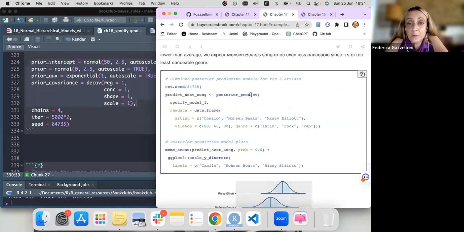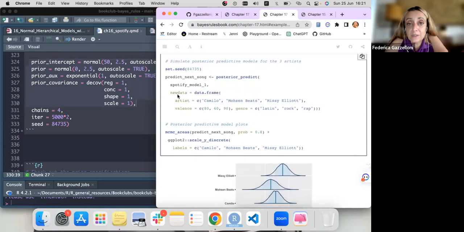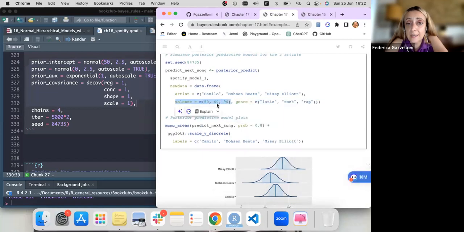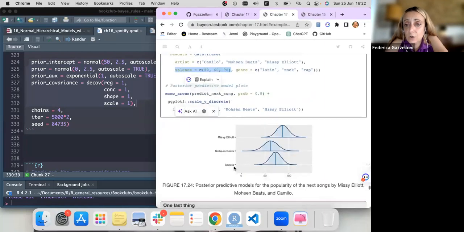Okay, what else? Then we look at the posterior prediction with this new data, and we look at the artist, in particular some genre, and we set the valence to 80, 60, and 90. And so we can see that among these three artists, the one which has the highest level is Elliot. The other one is Camilo, and then we have Beats.